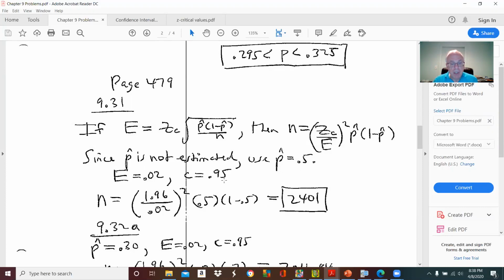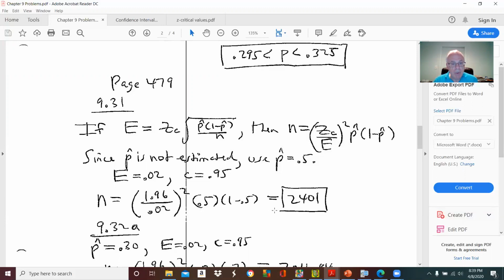Now, you want a 95% confidence interval, so you know that z is going to be 1.96. You know your bound, your margin of error, to be 0.02. So you put 1.96 divided by 0.02, square it. And then your estimate for p hat is going to be 0.5 because you weren't given any other estimate. So p hat times 1 minus p hat.